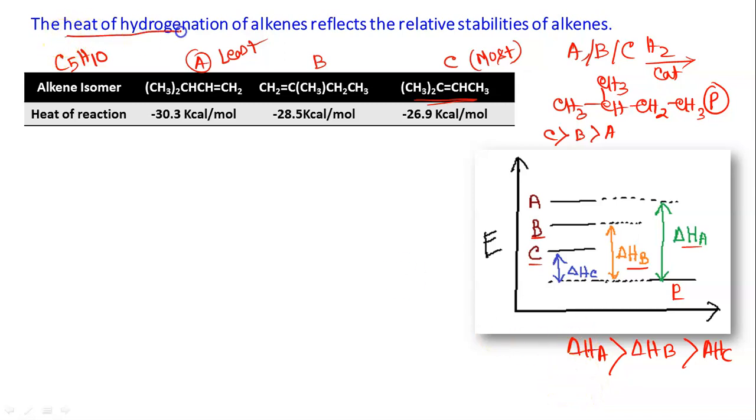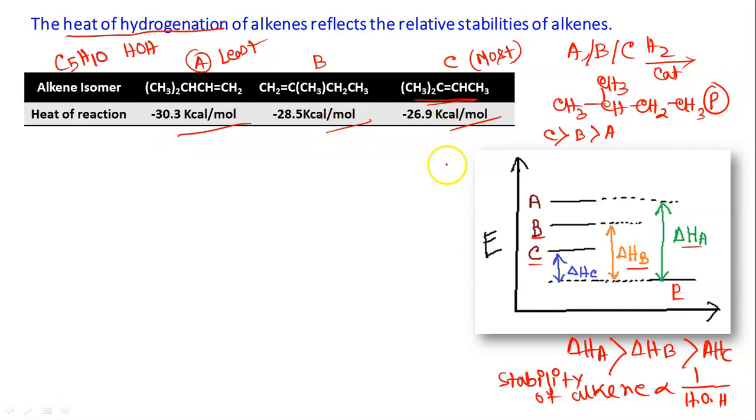So heat of hydrogenation, suppose we write it as HOH, we can say that the stability of an alkene is inversely proportional to the heat of hydrogenation. Okay, so the higher the stability of the alkene, the lower the heat of hydrogenation, and vice versa. So if we have the experimental value of the heat of hydrogenation, we can easily understand which alkene is most stable and which alkene is least stable. We just need the experimental data.